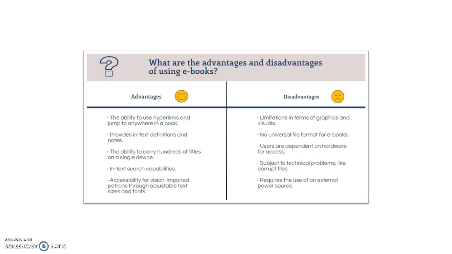What are the advantages and disadvantages of using ebooks? Let's start with the advantages. You have the ability to use hyperlinks and can jump anywhere in a book, from table of contents to the end or anywhere in between in seconds. They provide in-text definitions and notes. You have the ability to carry hundreds of titles on a single device when it comes to your e-reader. You have in-text search capabilities, and they provide accessibility for vision-impaired patrons through adjustable text sizes and fonts.